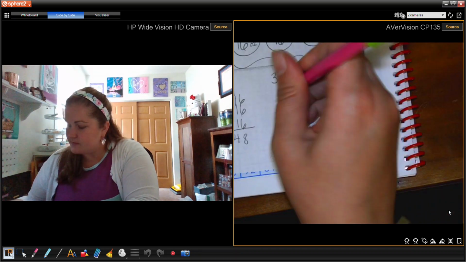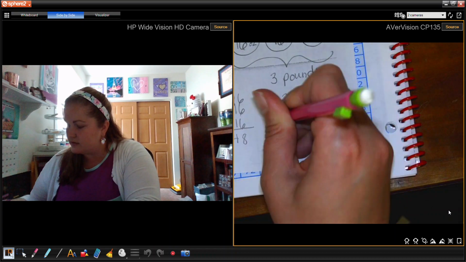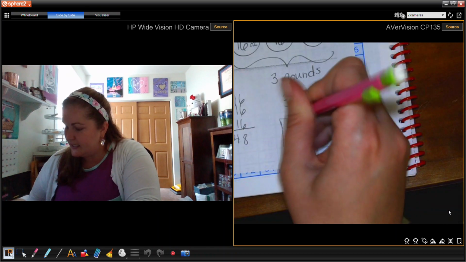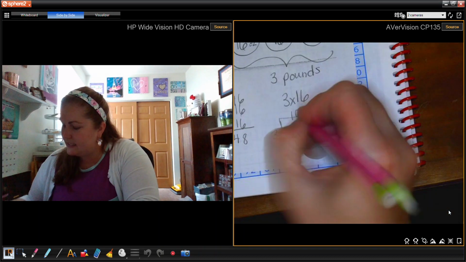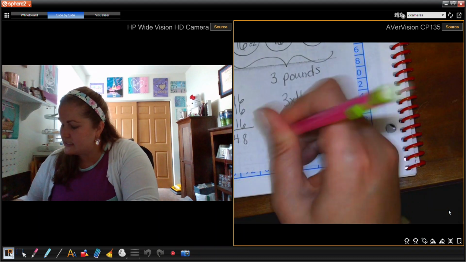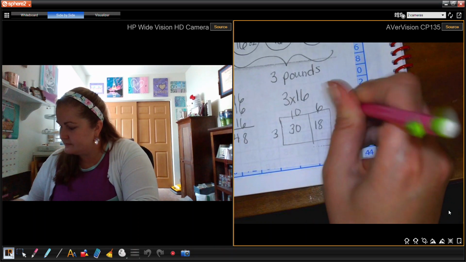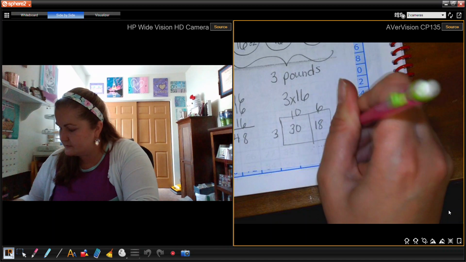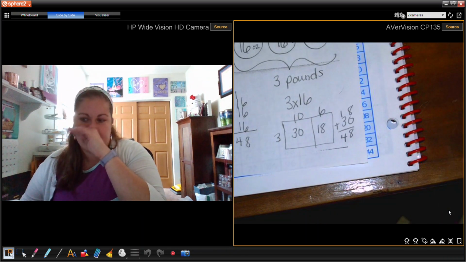If you saw it as multiplication, 3 times 16, I could do myself a quick little area model. 10 and 6 and 3. So 3 times 10 is 30. 3 times 6 is 18, and then I've got to add it up. You got 48. So lots of different ways to get that answer.